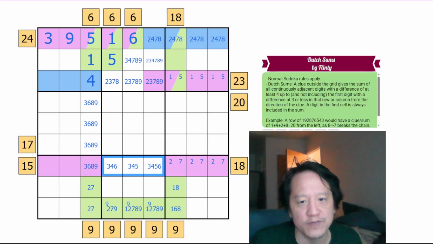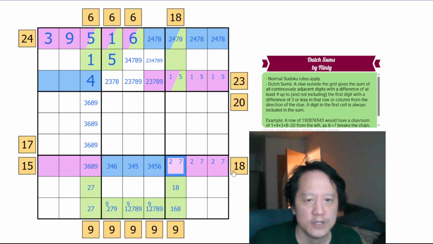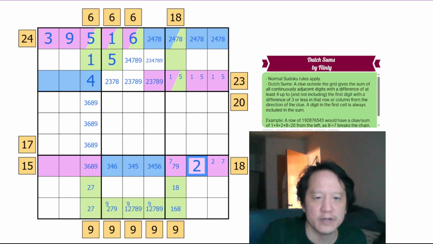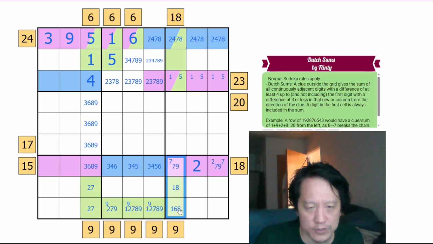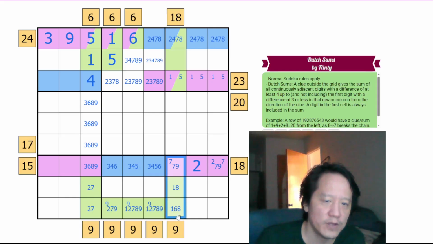So all 3 of these cannot be part of the sum. So this must be 3 digits, and this must be 3 digits, which means this is 2, 7, and 9. And this can't have a 9. It has to have 1. So therefore, 2 has to be in between the 7 and 9. So this is 7, 9 as a pair, which means this cannot be 1, 2, and 6 adding up to 9 here. It has to be 1 and 8.